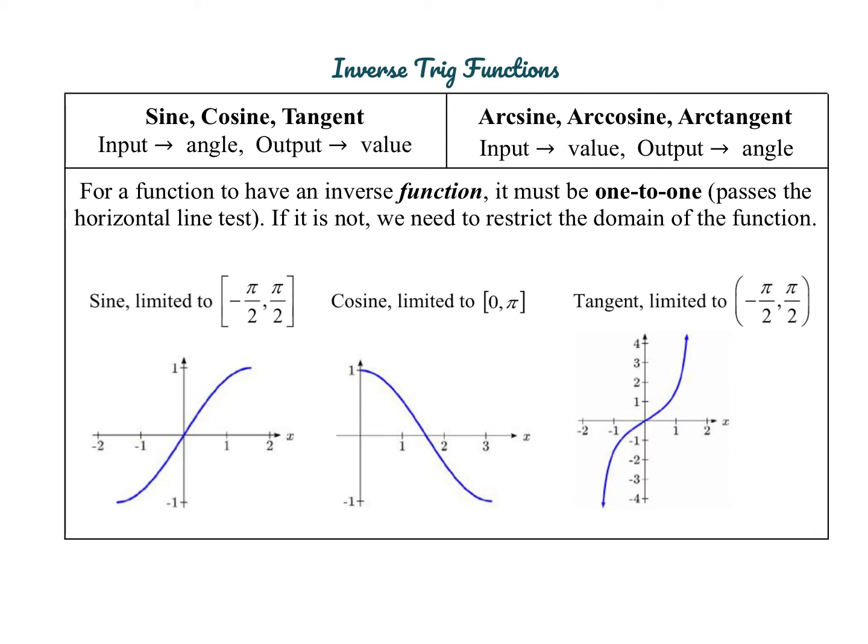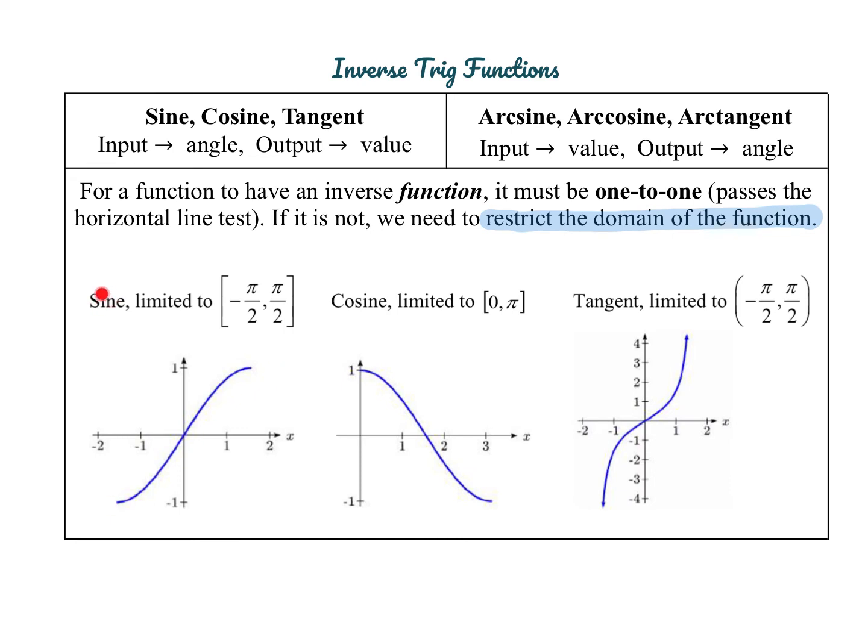So here's the thing with our inverse trig functions. You have to look to the original function. For a function to have an inverse function, it must be a one-to-one function, which means it passes the horizontal line test. However, sine, cosine, and tangent all fail the horizontal line test, so their inverses would inherently not be a function. So we actually need to restrict the domain of our function to ensure that the inverse is also a function.